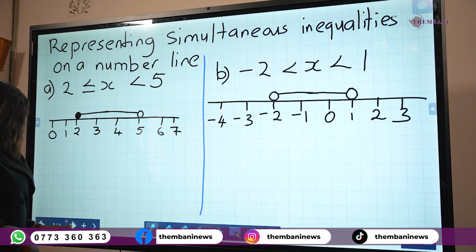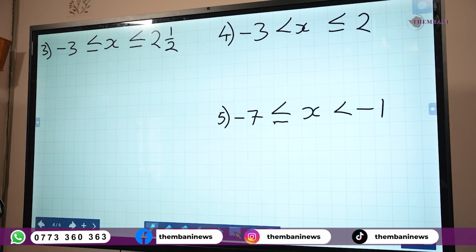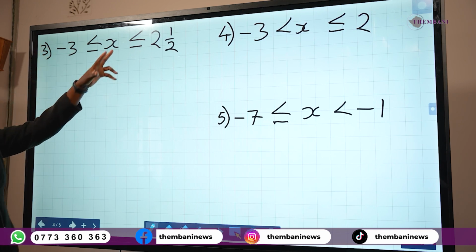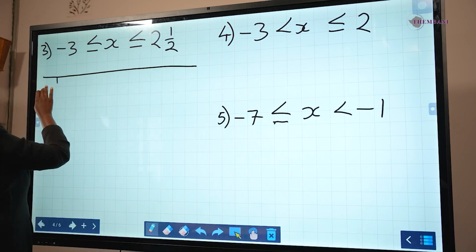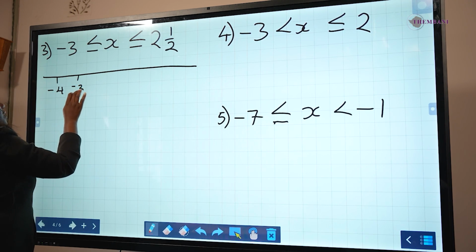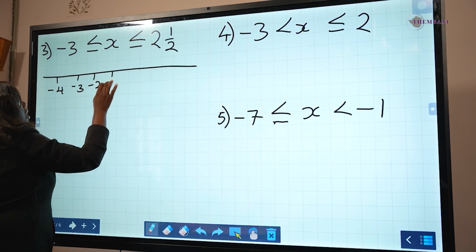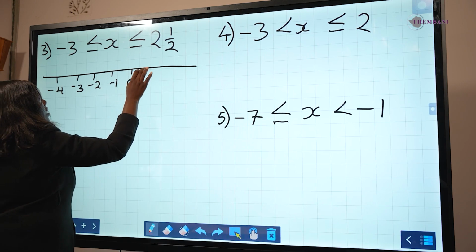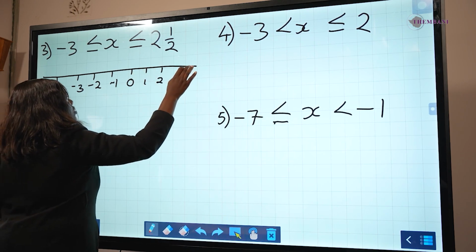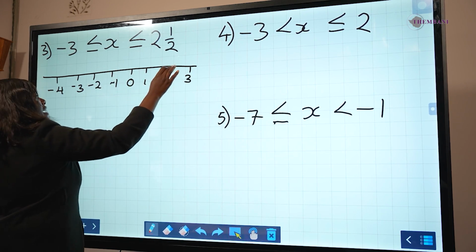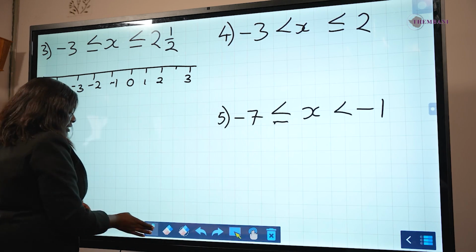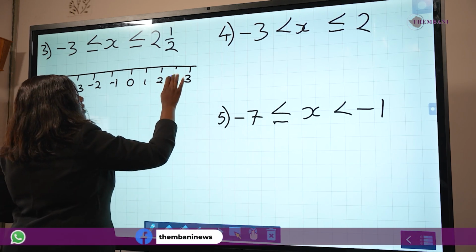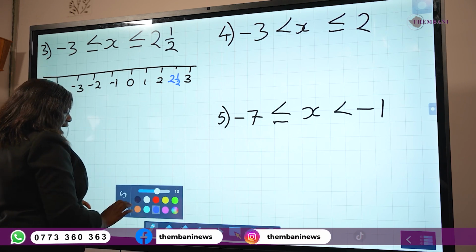I'm going to move on to another question, another example. So this is the question that we have. I need the -3 at the same time. I also need a 2.5. So I'm going to put my number line, which I'm going to start from -4, -3, -2, -1, 0, 1, 2, 3. It means here in the middle, I have my 2.5. I can choose to write it, but I'm going to write it in a different color. That's where my 2.5 is.